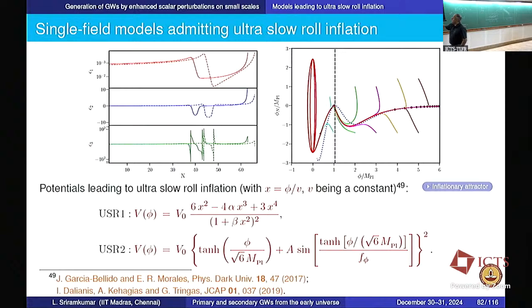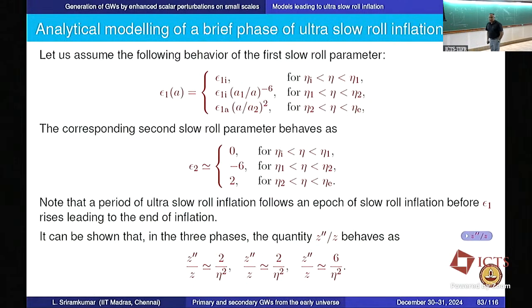You have slow roll inflation. There is a deviation from slow roll. There is an epoch of ultra slow roll inflation. And then in some sense, there is a rise in epsilon 1, which leads to an end of inflation. So let's model this analytically. So you have three epochs.